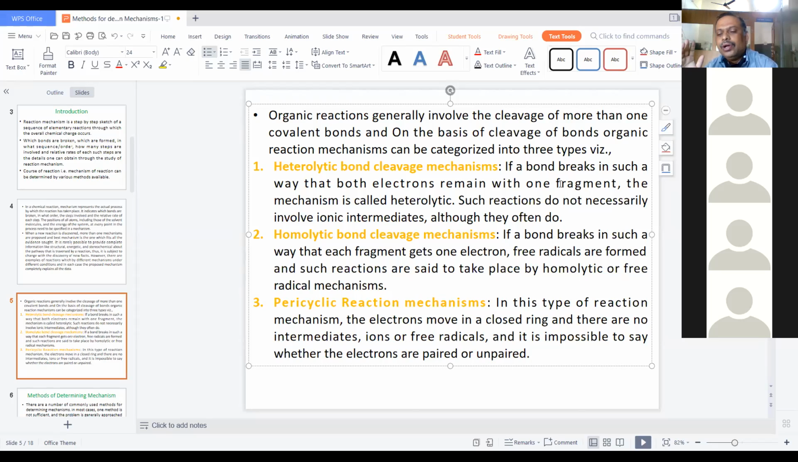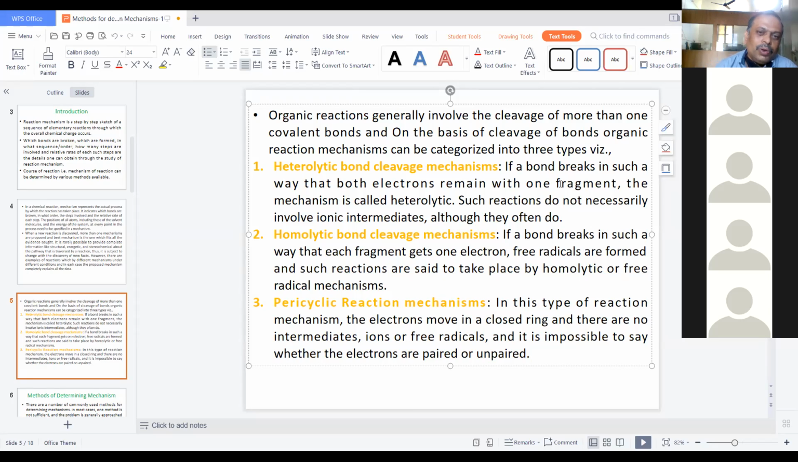And the second example is 2-propanol reacting with sulfuric acid. They generate carbocations. Carbon carries the positive charge. The bonding electron is shifted towards the water, oxygen this time, and that's why it carries the positive charge. Such reactions do not necessarily involve ionic intermediates, although they often do.